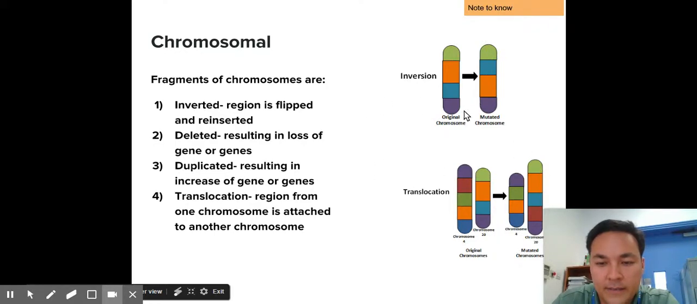Here you can see the chromosomes being flipped around. We didn't get to it, but I was going to have you guys look up different diseases that are associated with all of these, but that's something to check out on your own time.